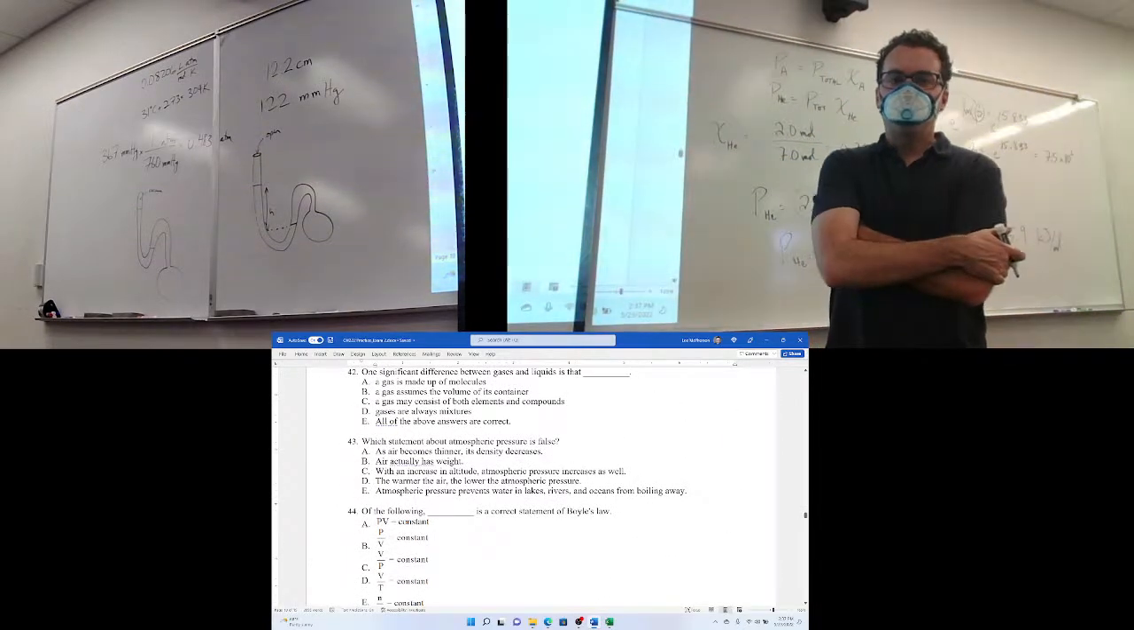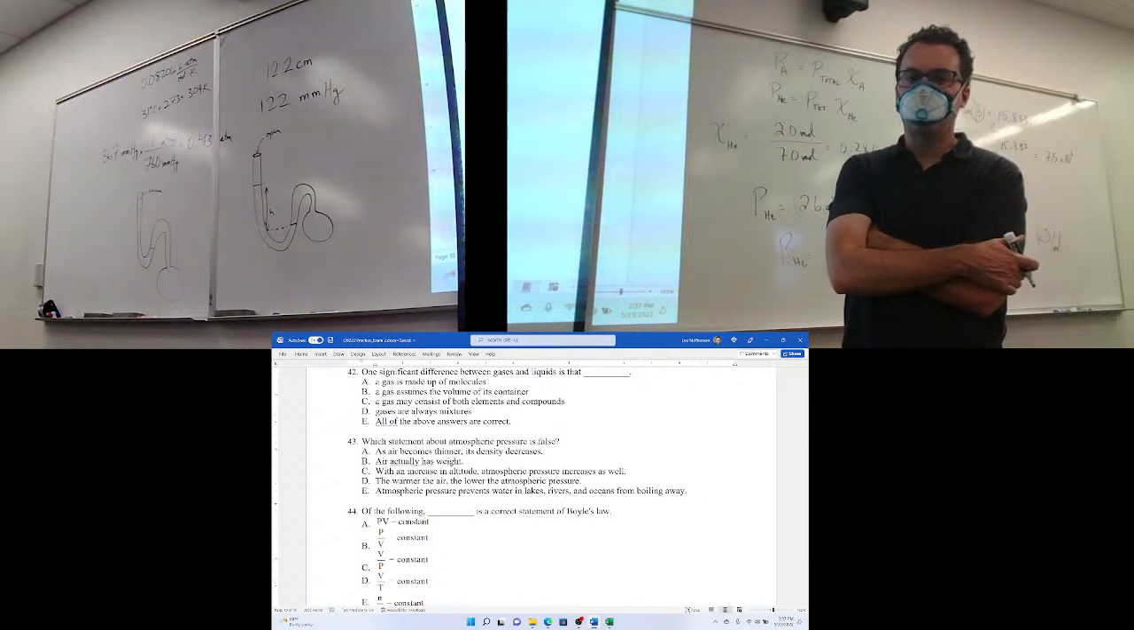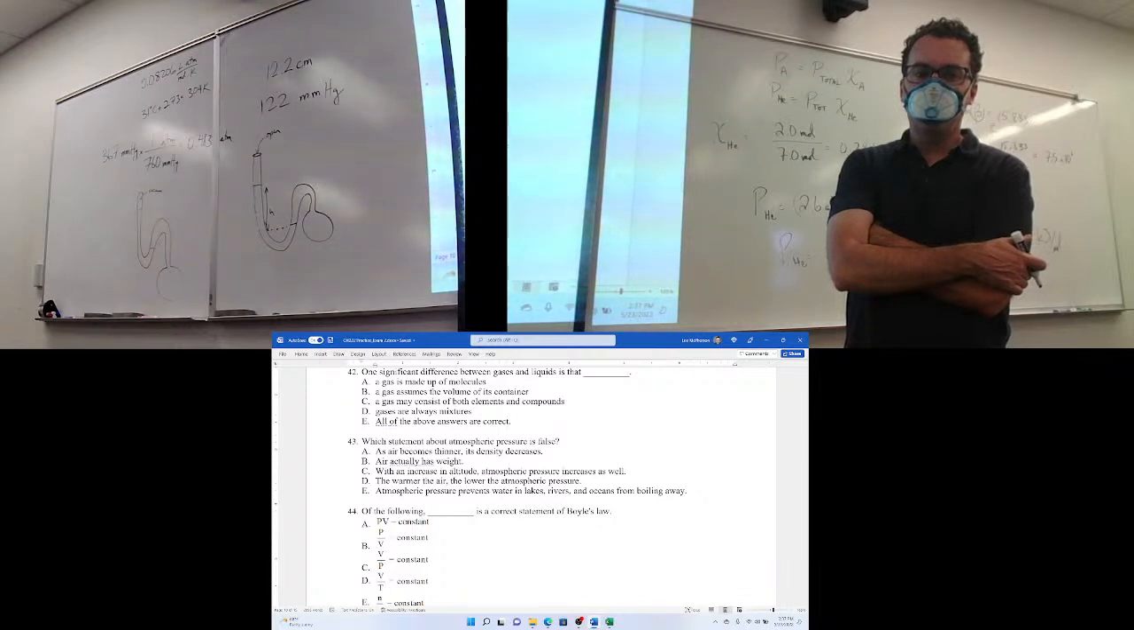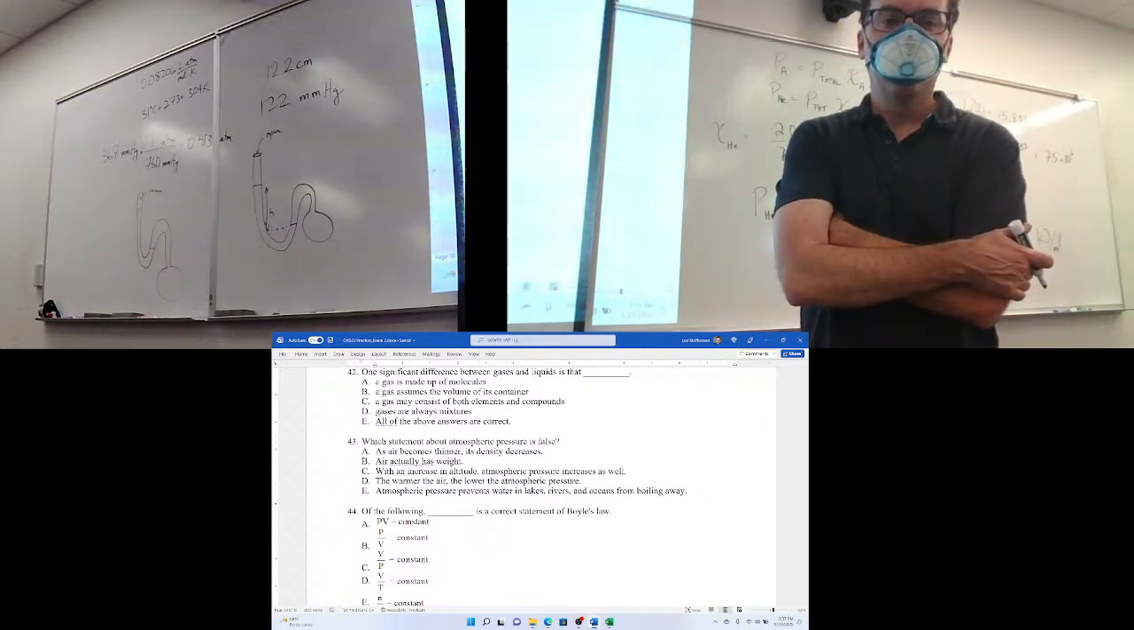Which statement about atmospheric pressure is false? As air becomes thinner, its density decreases. I mean, that's kind of what density is. It's thinner. Air actually has weight. I wouldn't actually phrase it that way, but yes, it has mass.